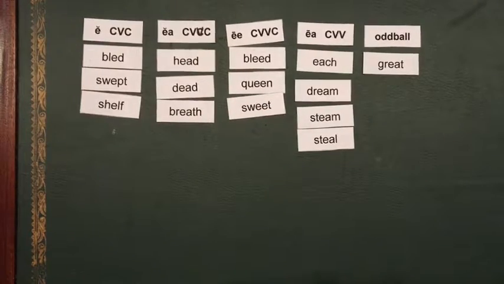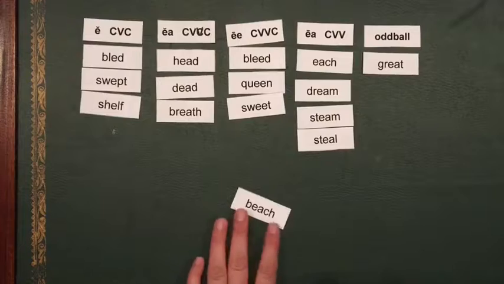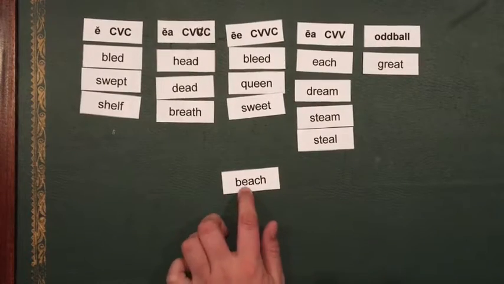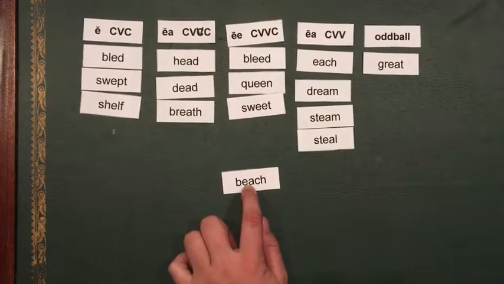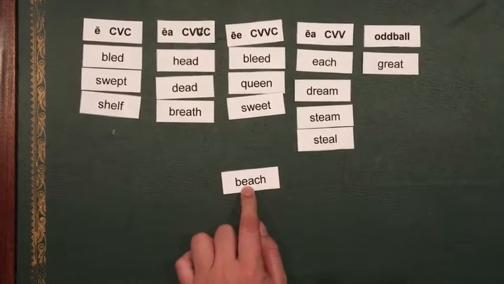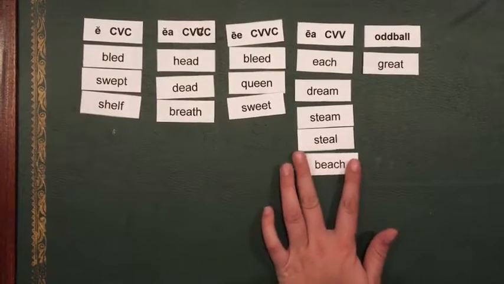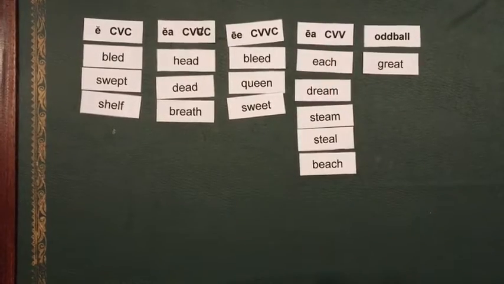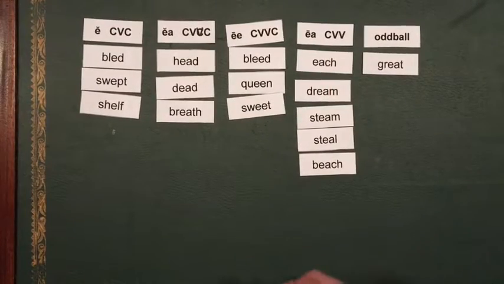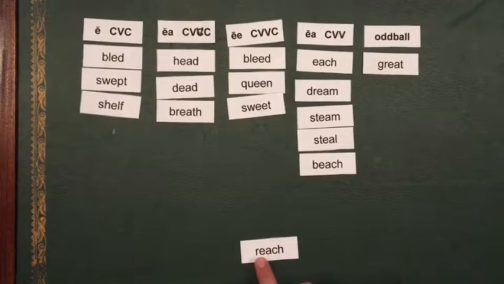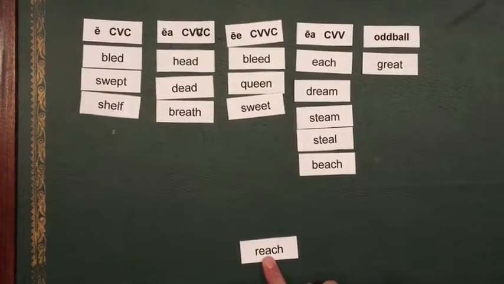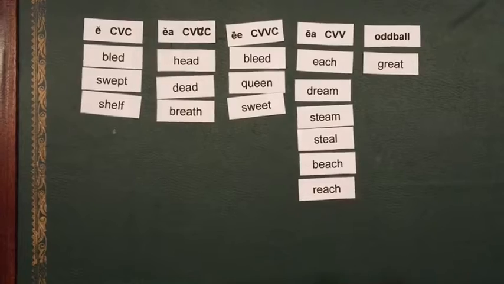Now let's look at the word beach. Beach. Ea in this case says the long e sound. So we're going to put it in ea with the long e sound. Now let's look at the word reach. Reach. In this case, ea also says the e sound. So we're going to put it in that column.